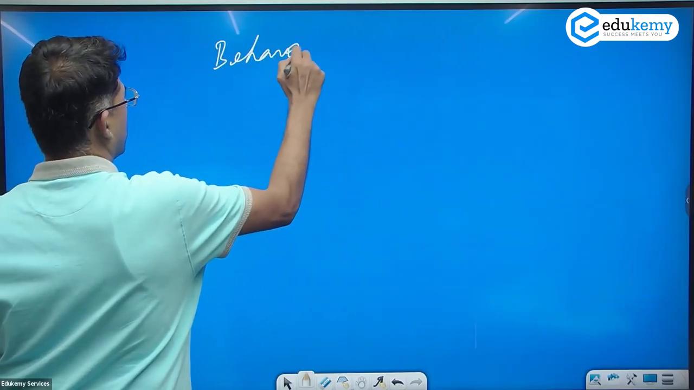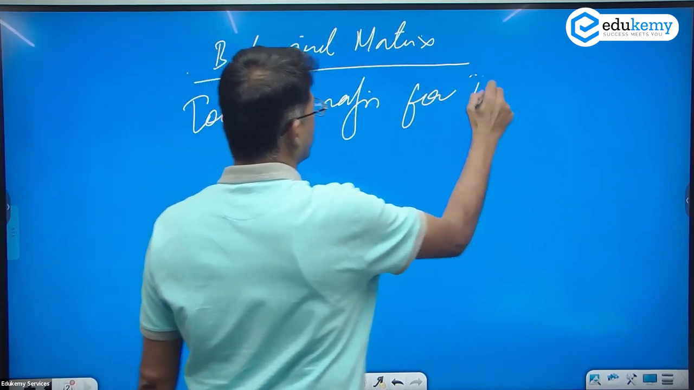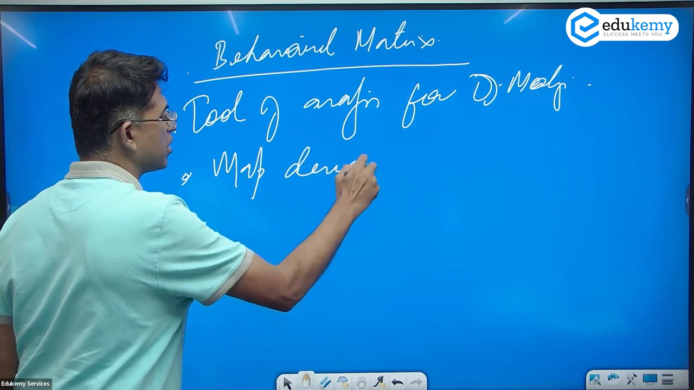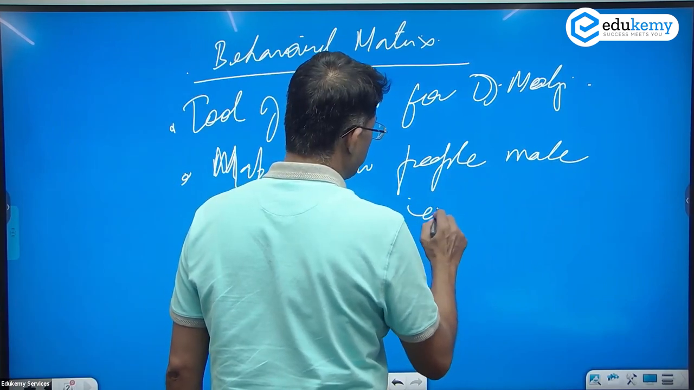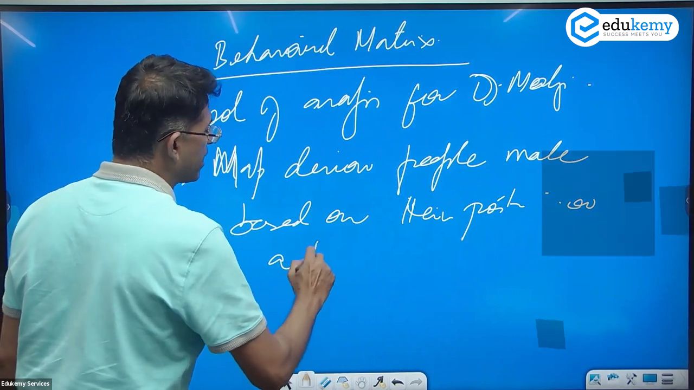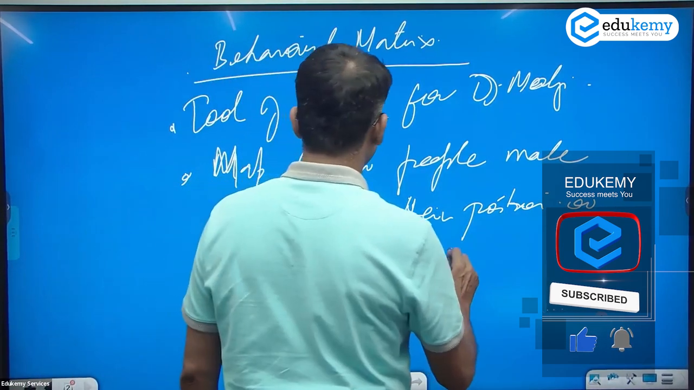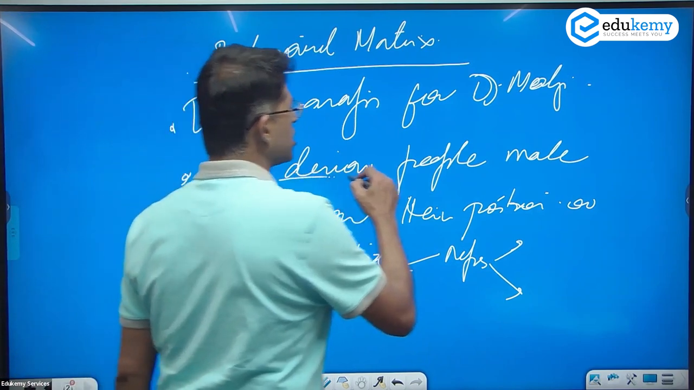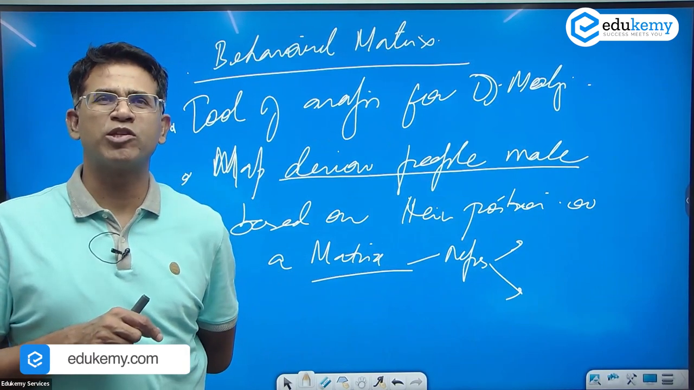What is behavioral matrix? Essentially, it is a tool of analysis for decision making. This tool can map decisions people make based on their positions on a matrix that maps the quality of information with the quantity of information.